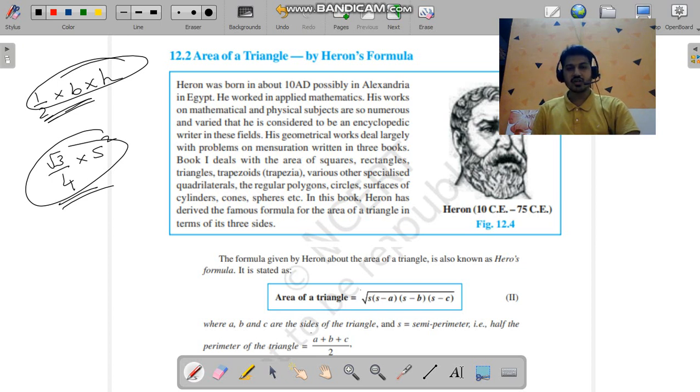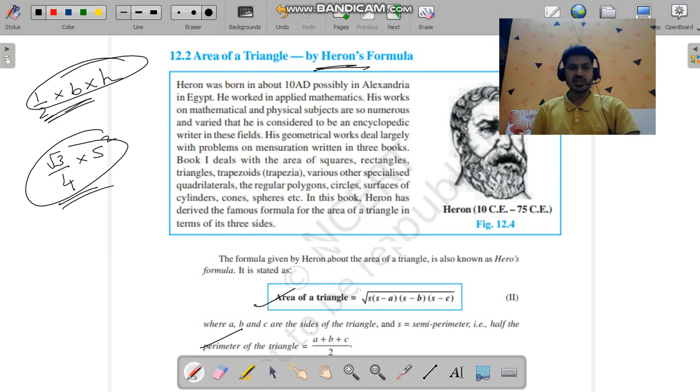But what if the sides of the triangle are not equal, or what if we have to find the area of a scalene triangle? In that case we use Heron's formula. It is not that difficult a formula, you just have to remember these 2 points. The first is that for finding the area of a triangle we use the formula root s into s minus a, s minus b, and s minus c. Here s stands for semi-perimeter, and a, b and c stand for the sides of the triangle. And for finding the semi-perimeter you add all 3 sides of the triangle and divide by 2.